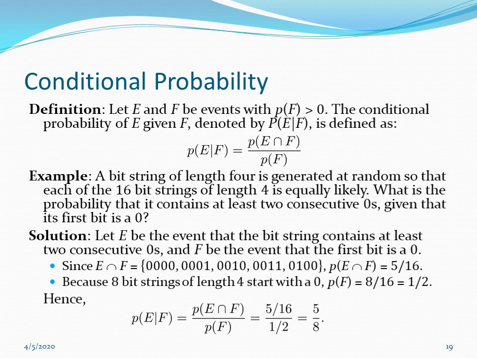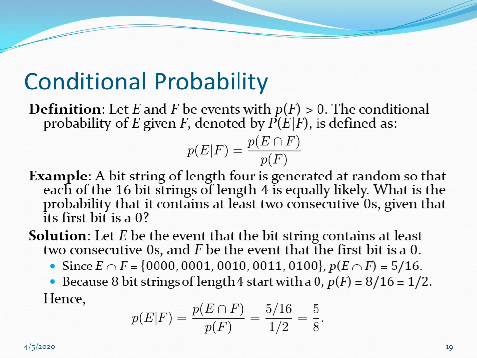Well, there are 1, 2, 3, 4, 5 bit strings in the intersection, divided by the total number of bit strings. That will be 5 divided by 16. And we want also to know the probability of the condition, that the bit string starts with 0. Actually, we have 16 bit strings of length 4 altogether, but 8 of them start with 0 and the other 8 start with 1. The probability of F, the probability of bit strings that start with 0, is 8 divided by 16, which is equal to 1/2. Now we are ready to calculate the probability.